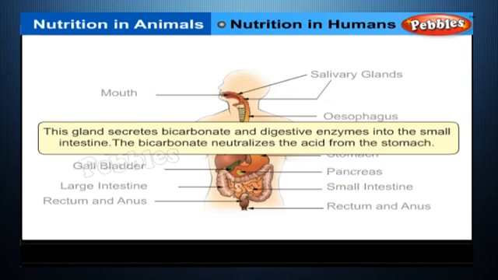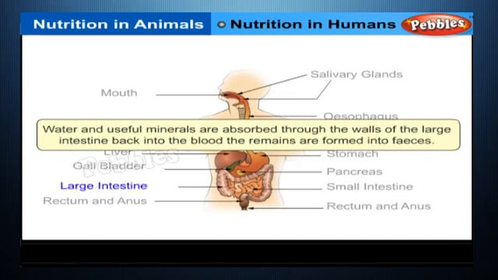Pancreas. This gland secretes bicarbonate and digestive enzymes into the small intestine. The bicarbonate neutralizes the acid from the stomach. Large intestine. Water and useful minerals are absorbed through the walls of the large intestine back into the blood.